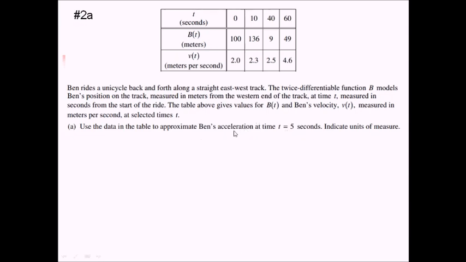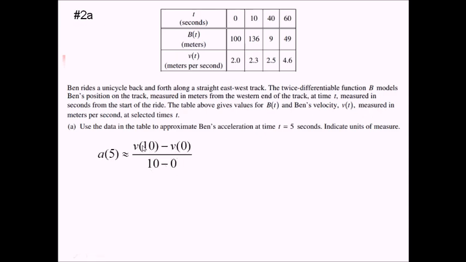All right, so to get the acceleration approximated, we need to find the average rate of change of velocity. Acceleration is the rate of change of velocity, so if we find the average rate of change of velocity on an interval that has time 5 in it, we'll be approximating Ben's acceleration. The best interval to use is 0 to 10. I mean, we could use 0 to any of these and still get credit, but why not pick the smallest interval? So I'm going to write that a of 5 is approximately equal to the average rate of change from 0 to 10. So that's v of 10 minus v of 0 over 10 minus 0.